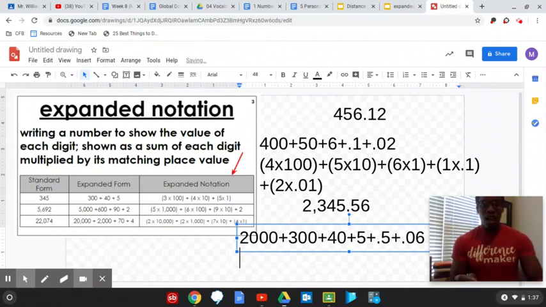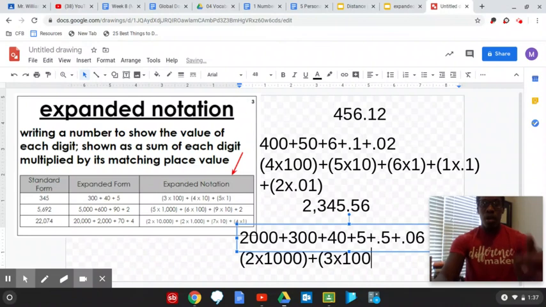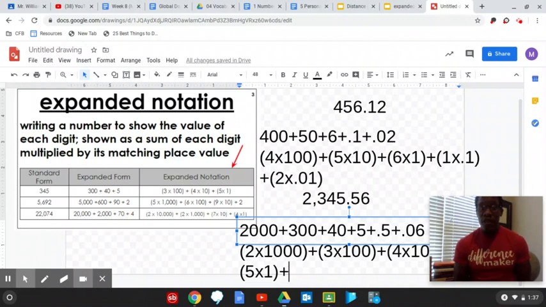Now, let's put this number in expanded notation. Since that 2 is in the thousands place, you're going to say 2 times 1,000. Remember, in expanded notation, you're taking the digit in each place value and you're multiplying it by 1 of that place value. And then you just add the next one. So that 3 is in the hundreds place, you're going to multiply by 100. The 4 is in the tens place, so you're going to multiply that 4 by 10. And then that 5 is in the ones place, so you're going to take that 5 and multiply by just 1. That next 5 is in the tenths place, so you're going to take that 5 and multiply by 1/10.